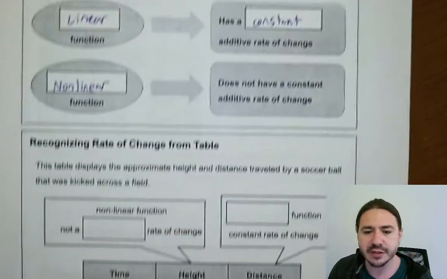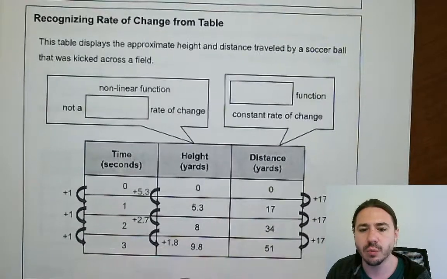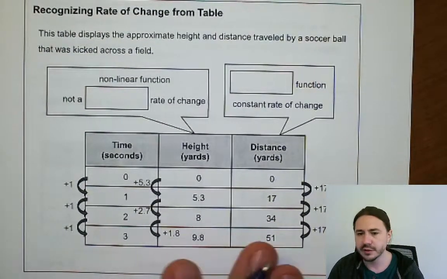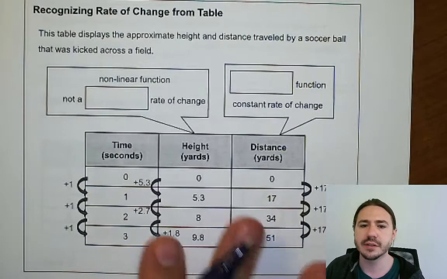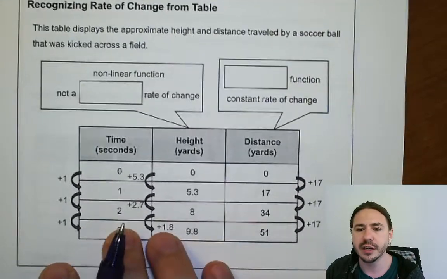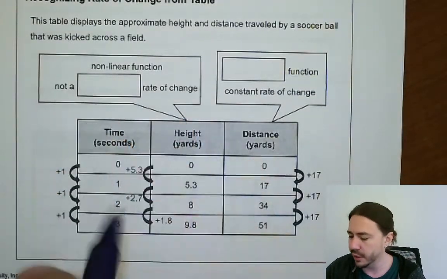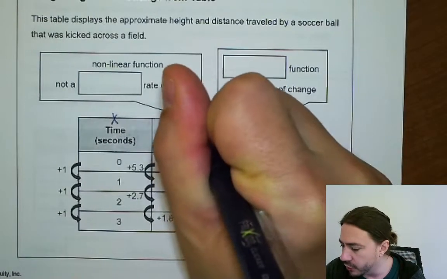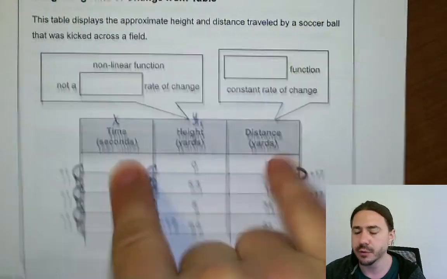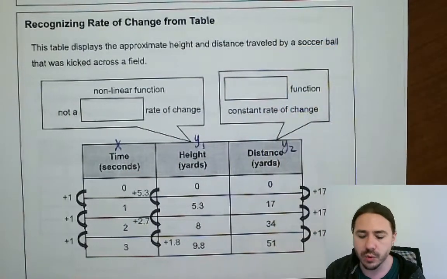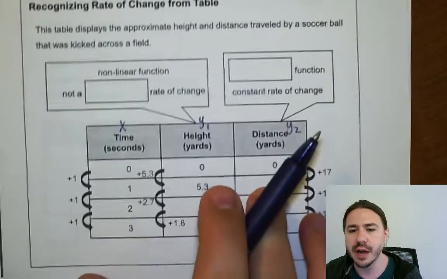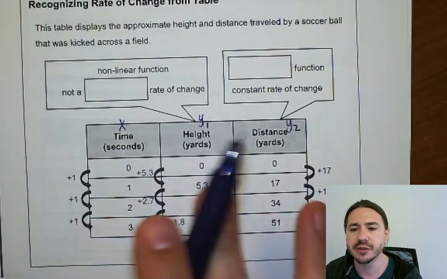So let's look at this table and see if we can determine what is linear and what's not. We've got three different things here. We've got time, height, and distance. Really, you're going to think of this as two different tables. Here's x, and I'll call this y1 as the first table. And then you've got x, and then this other one, y2. Really what we want to know is which table's linear and which one's not: time versus height or time versus distance.